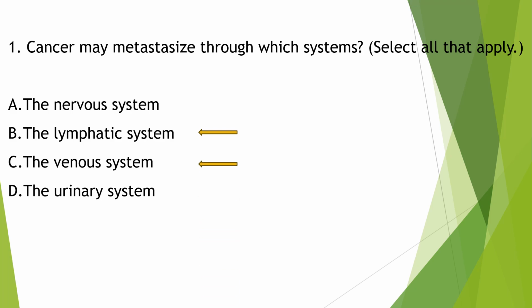So here you need to understand cancer cells metastasize via the lymphatic system and venous system, and the third one is cell to cell. The venous system is also known as hematogenous spread, and cell to cell is proximal cell growth. From one cell to the next cell, the cancer will be spreading.